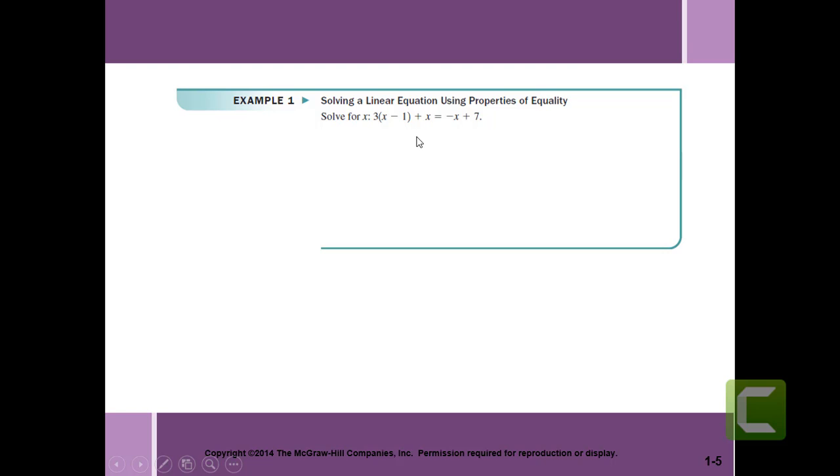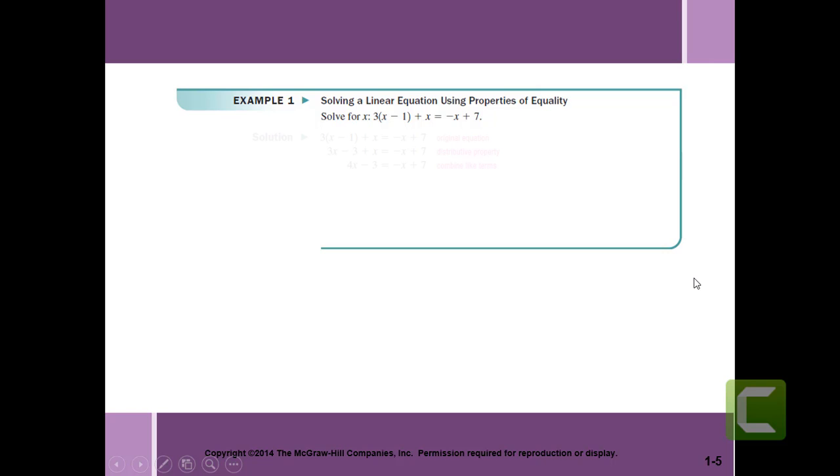So the first thing we're going to do is get rid of those parentheses by using the distributive property. So we're going to distribute the 3 to the x and then distribute the 3 to the 1. And so we're going to get 3x minus 3 here. Okay, so that's one of the first things we're going to do.